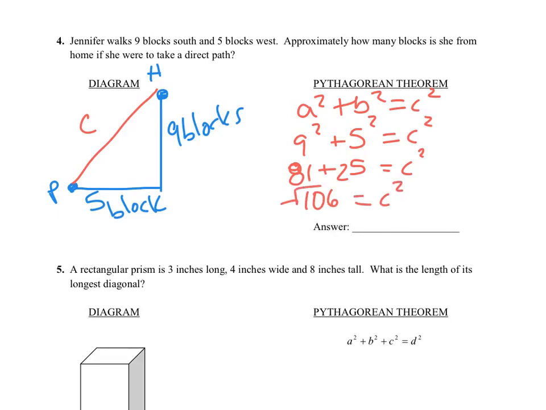I want to find the length of that hypotenuse, so I have to take the square root, and I get c equals, and let me clean this up a little bit, right underneath. So I got c equals the square root of 106. Okay, after I round it, it's going to be 10.3 blocks. Okay, there we go. Again, check my work, don't trust my work. So 10.3 blocks for number 4.